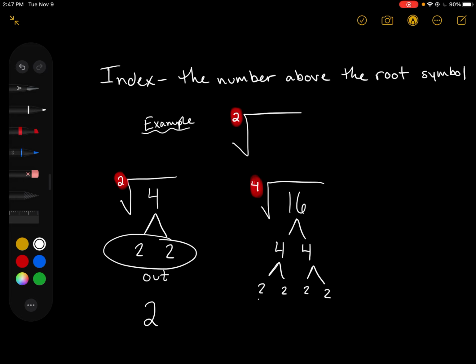So we'll keep breaking these down. So 1, 2, 3, 4 of the same number. So we can circle it. And that's what gets to go out. Again, there's nothing left over, so we're left with just 2. So the way that we read this is the 4th root of 16 equals just the number 2. The square root, or the second root of 4, equals just the number 2. So think of that index as the thing that tells you how many of the same thing do I need in order to take something out.